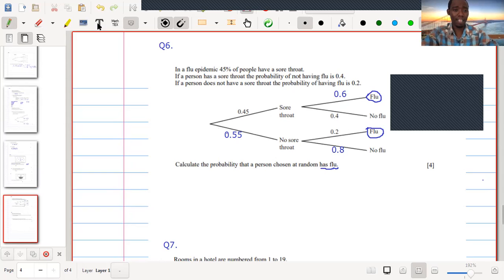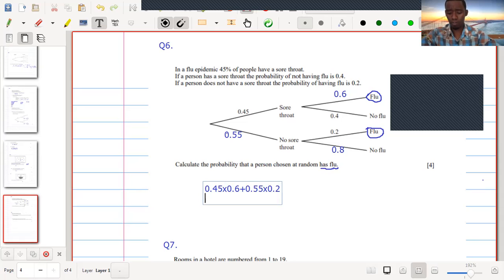Okay? Then our answer should be 0.45 times 0.6, then plus 0.55 times 0.2, which is equal to just 0.45.